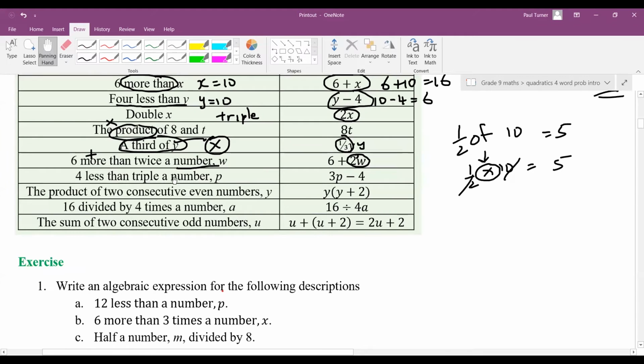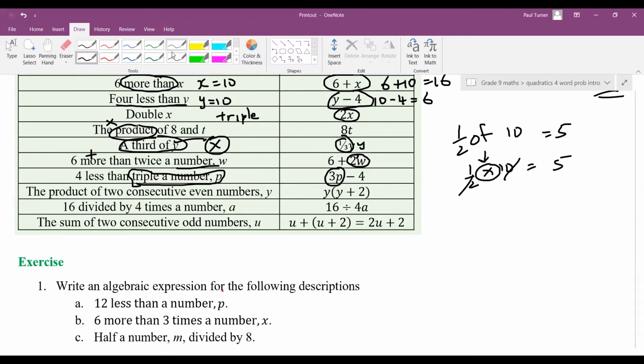4 less than triple a number p. Well, triple means times 3, okay. So that goes first. So triple your number, times it by 3, and then 4 less than that. So it's 3p minus 4. So be careful with this less than question. It can go on the end here. So if I got 100 and I got 4 less than 100, I get 96, don't I? So we subtract the 4.